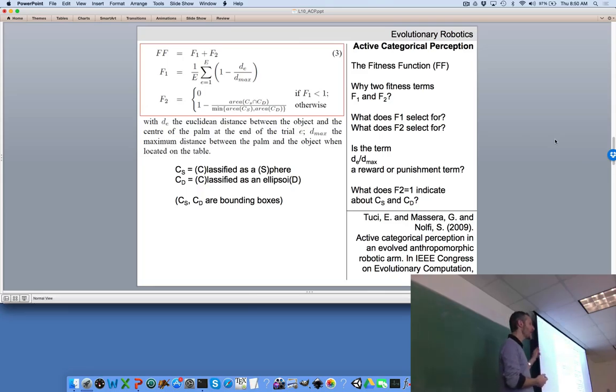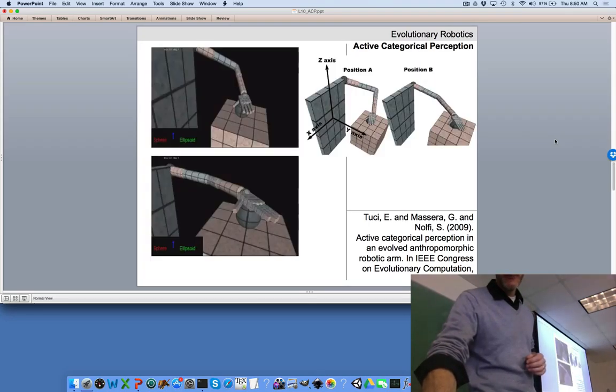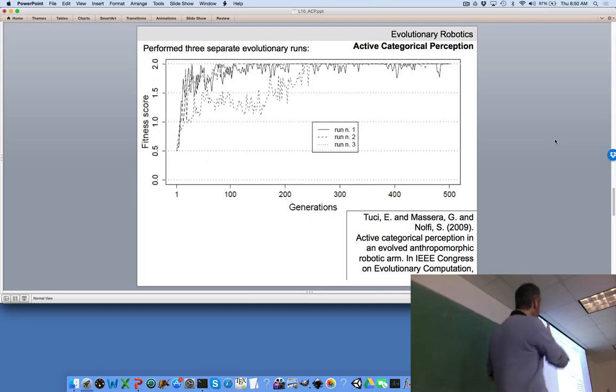Now, how many objects we could pack into this remains to be seen. No one's tried that yet. An idea for a final project there. Okay. Let's keep going. In the paper, at least, they did three separate evolutionary runs, and they're plotting the fitness of the best CTRNN in the population at generation 1, 2, and so on. So the familiar fitness curve we've seen many times before.